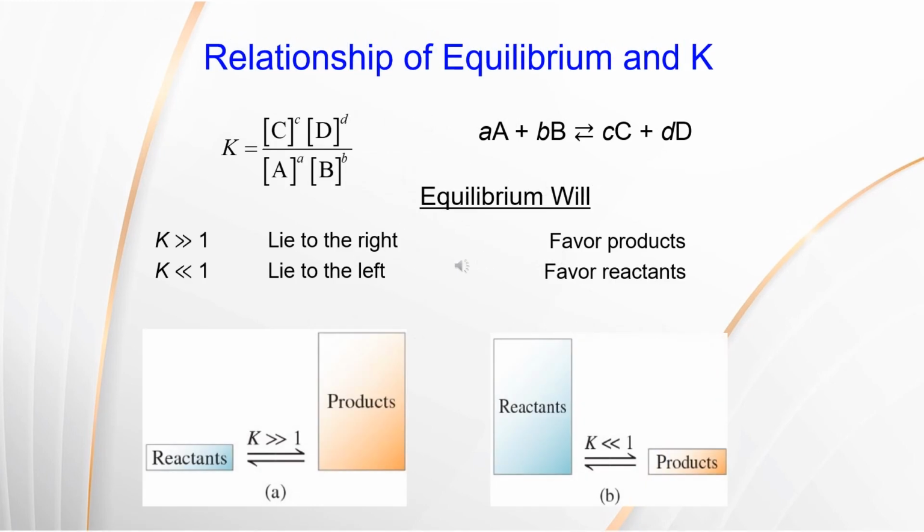By looking at the magnitude of the equilibrium constant, one can tell whether an equilibrium reaction favors the product or the reactant. If K is greater than 1, then the reaction lies to the right, which is towards the products. Whereas if K is smaller than 1, we can say that the reaction lies to the left, which favors the reactant.